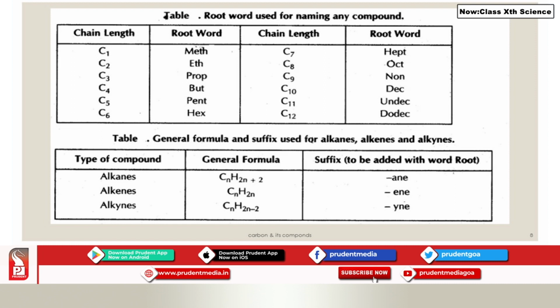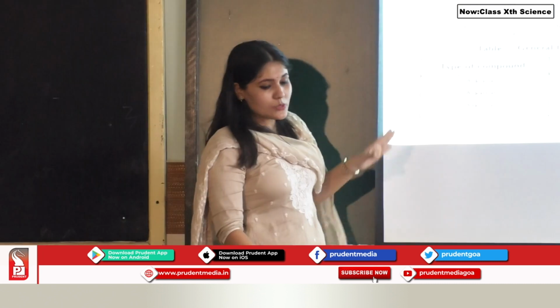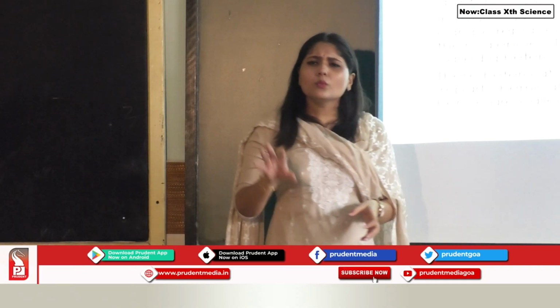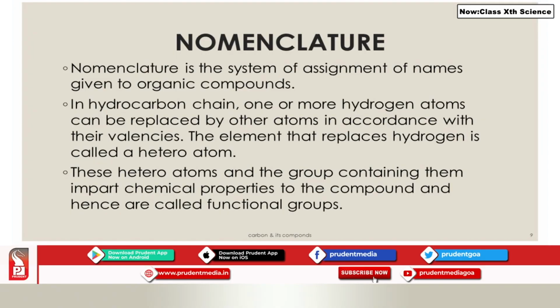Now let us see how these word roots help us in nomenclature. Now what exactly is nomenclature? Nomenclature is a system of assignment of names given to organic compounds. In a hydrocarbon chain, one or more hydrogen atoms can be replaced by other atoms in accordance with their valencies. The element that replaces hydrogen is called a heteroatom, and these heteroatoms and the groups containing them impart chemical properties to the compound and hence are called functional groups.